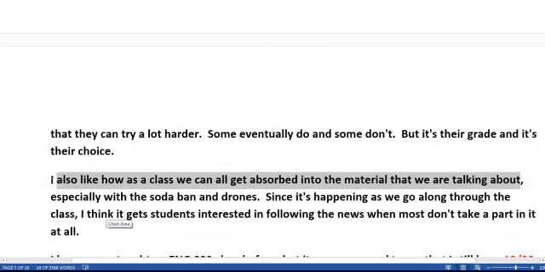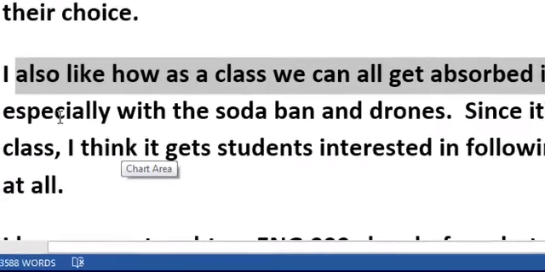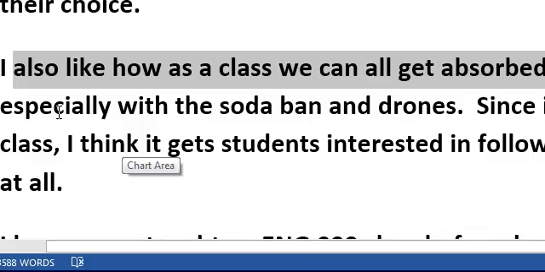This next instructor notes, "I also like how as a class we can all get absorbed into the material we're talking about." One neat thing about teaching using the pilot curriculum is you'll be working with other instructors. And what we've done in the past is some of us have used some of the same topics, but I think you'll find the pilot curriculum works for a variety of topics and even a variety of modes.